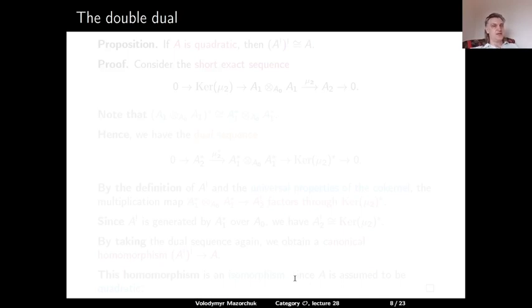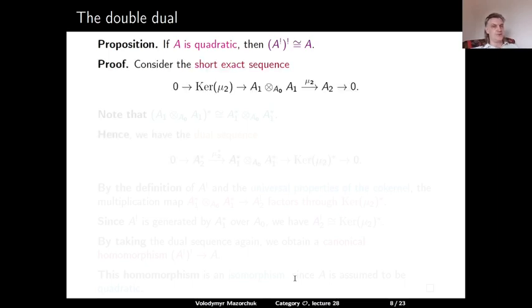This name is justified by the following proposition. If the original algebra A is quadratic, then the double quadratic dual of A is isomorphic to A. Proof. Consider the short exact sequence. So we take the map mu2 and consider its kernel. So we can write everything as the short exact sequence.